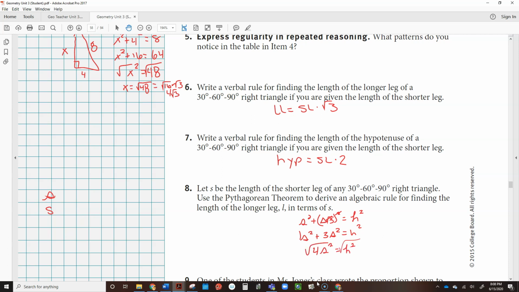Take the square roots of both sides. The square root of 4 is 2. The square root of S squared is S. And there's the formula for the hypotenuse: 2 times the short leg equals H.